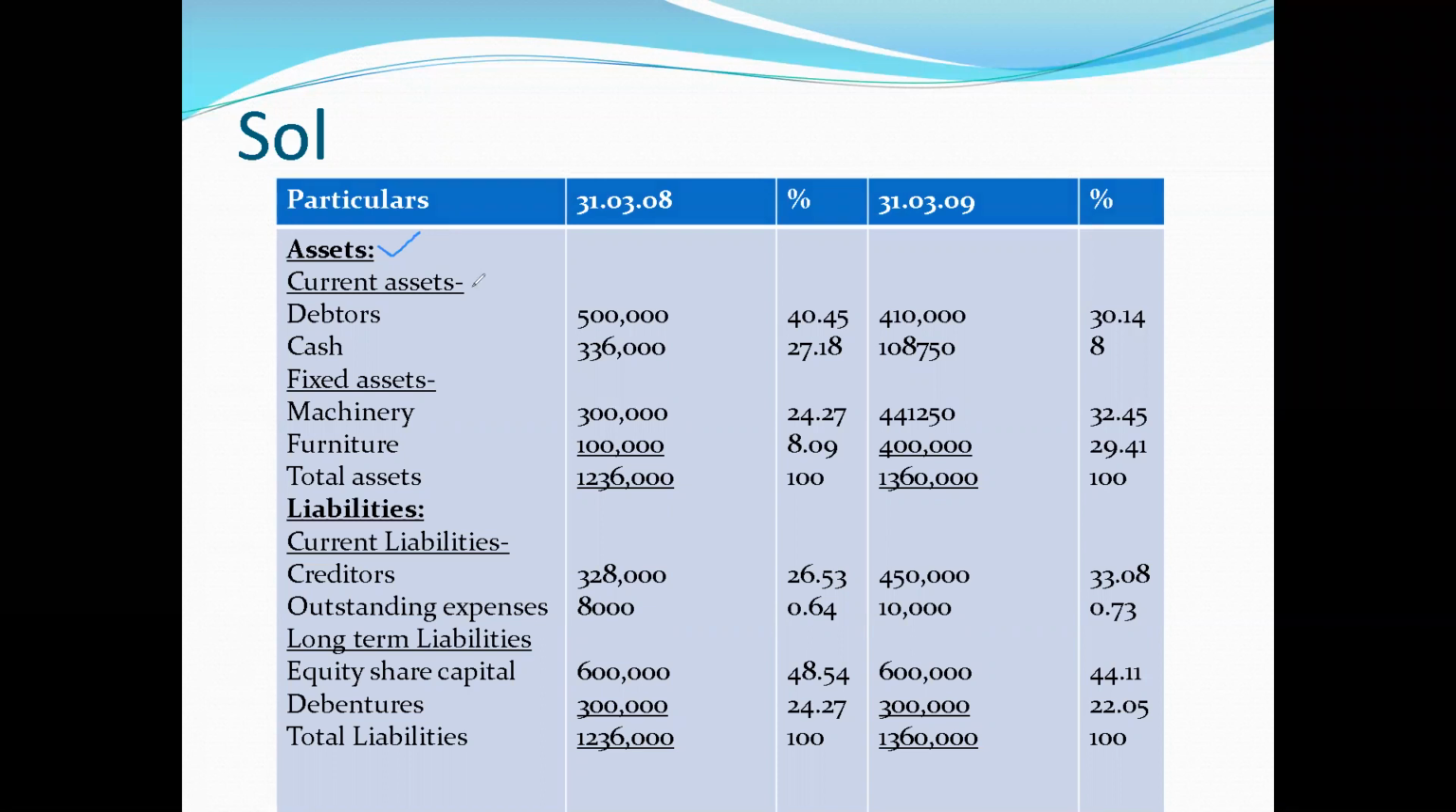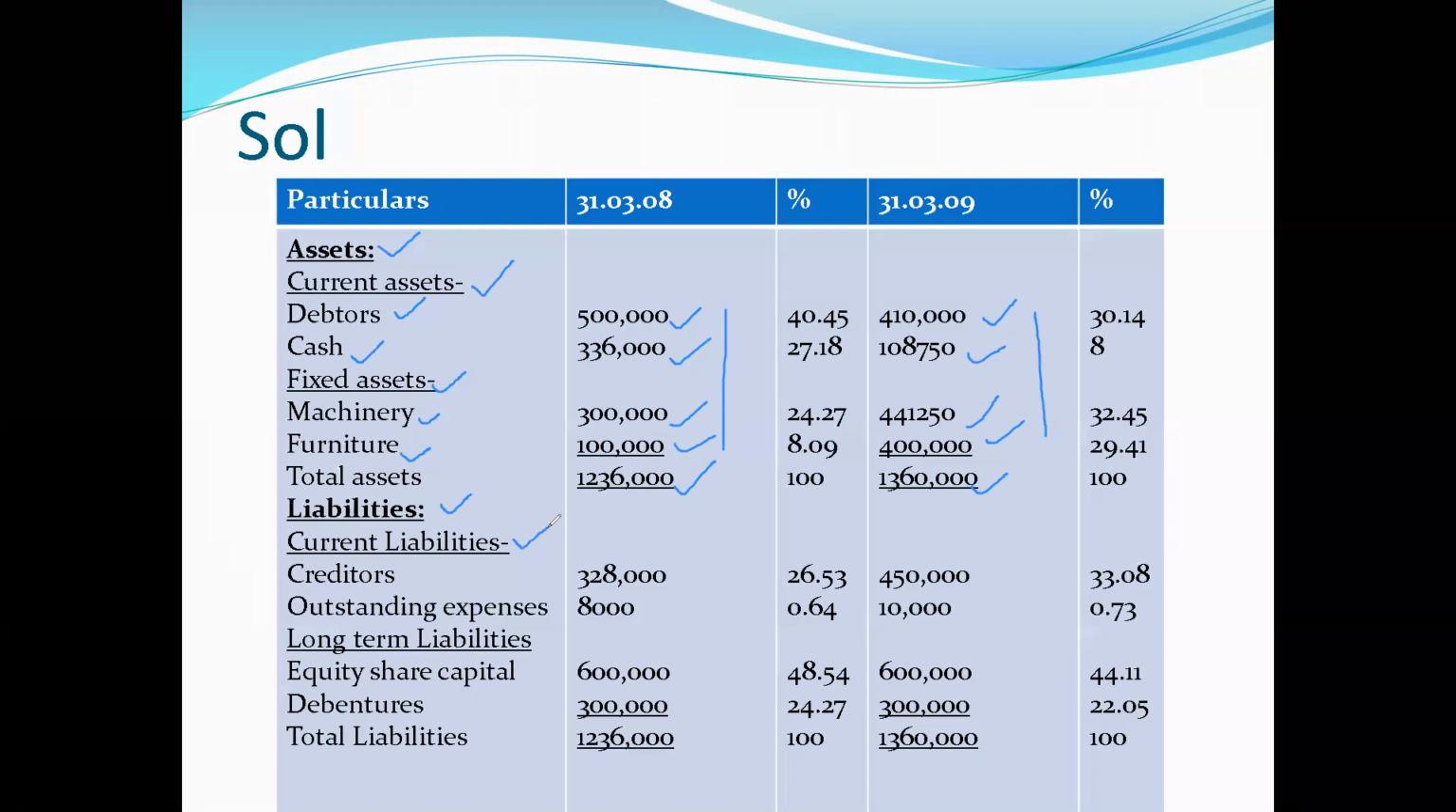Here we can classify current assets. In the question, debtors and cash were given. So we can write the values of debtors and cash of the previous year and current year. Likewise, we are given fixed assets. So machinery and furniture is given in the question. So we'll write the values which are already given in the question. Now we'll do the total of all the assets, which is 12,36,000, and here the total of all these would be 13,60,000.